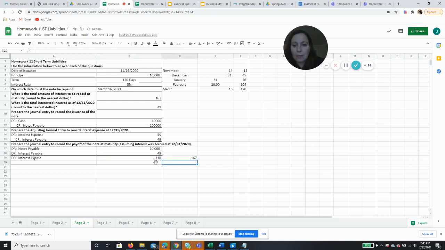It is perfect. And then we're going to credit cash, and it's going to be the principal plus the interest we accrued at the end of the year, plus the 2021 interest, and that's going to be 10,167. And if I add up these numbers, that'll give me 10,167. So I know I did it right. All right, that wraps up page 3.